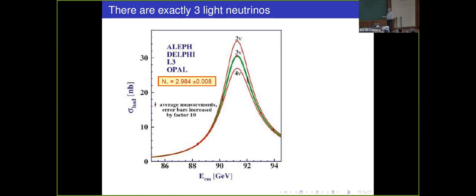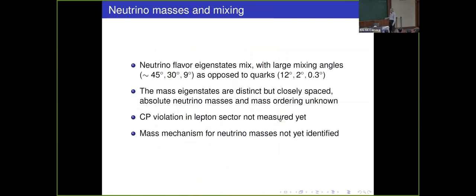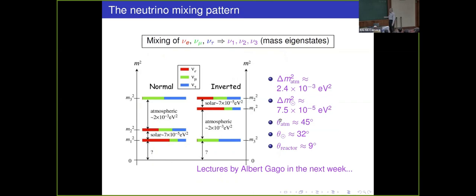It has told us that there are exactly 3 light neutrinos, and therefore exactly 3 generations. You look at this number, it is 2.984 plus minus 0.008. So we know this to an accuracy of better than 1%. The point actually lies right on top of what we would get if we had 3 neutrinos here, and you'll see this is right on top. All the curves match with this. Definitely 2 and 4 are ruled out. I won't talk about neutrinos much because Albert Gago will give lectures on this next week.